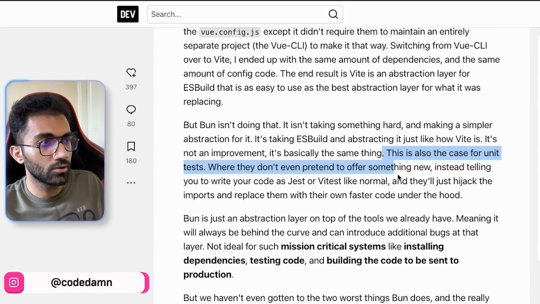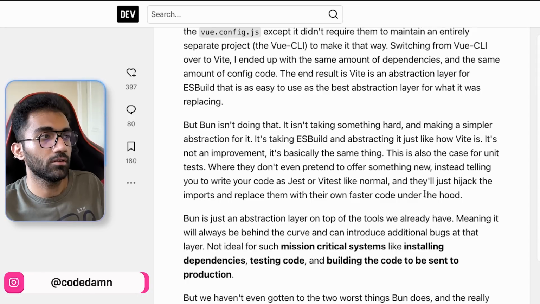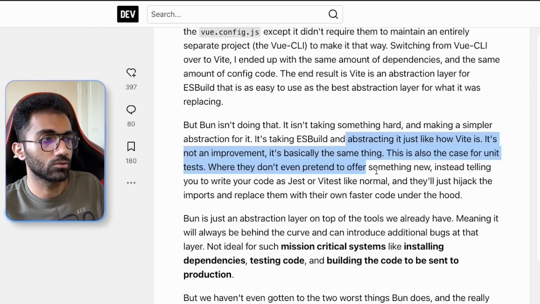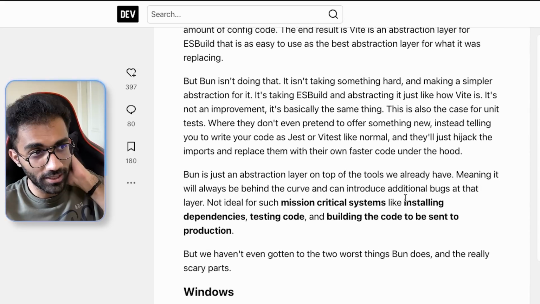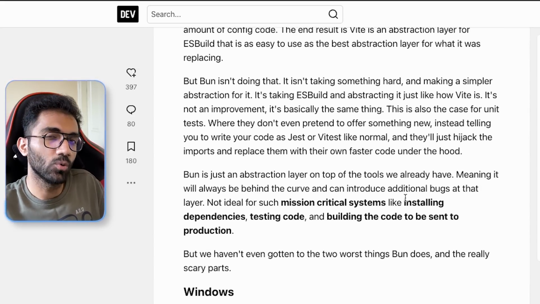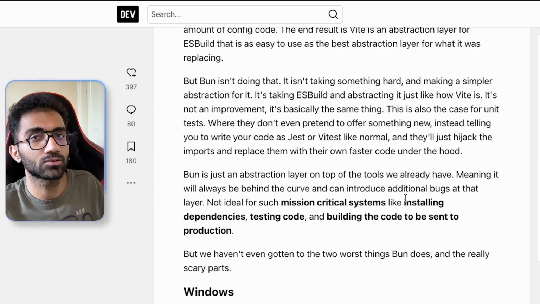This is also the case for unit tests, where they don't even pretend to offer something new. Instead of telling you to write your code in Jest or Vitest like normal, they'll just hijack the imports and replace them. We use Vitest. Vitest is as fast as you want things to be, right? Unless you have tens of thousands of tests, and Bun is consistently beating Vitest with a 10x speedup. At least for now, it doesn't make sense to switch the binary because there is a cost of switching.